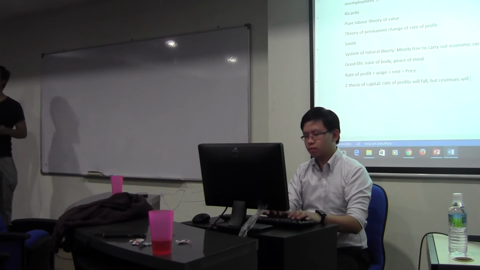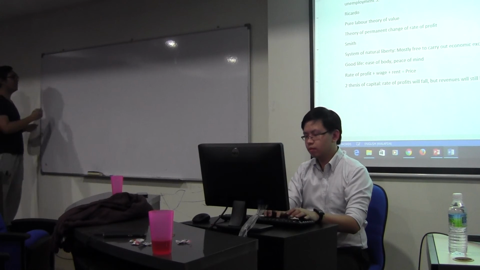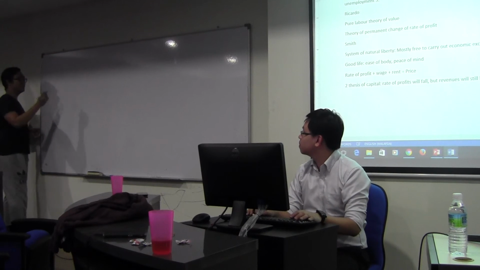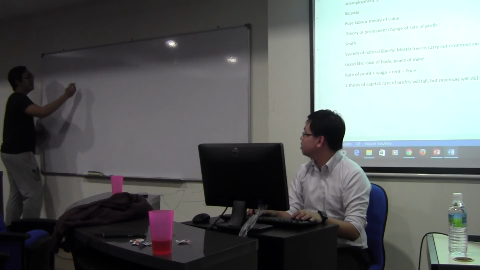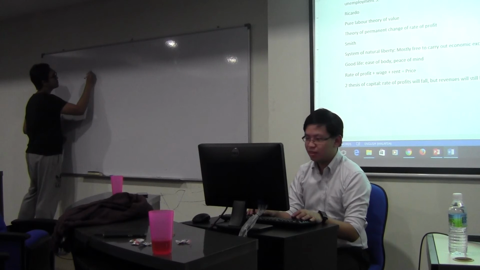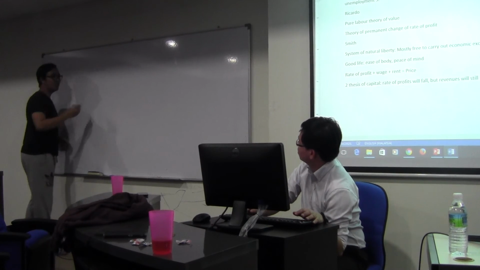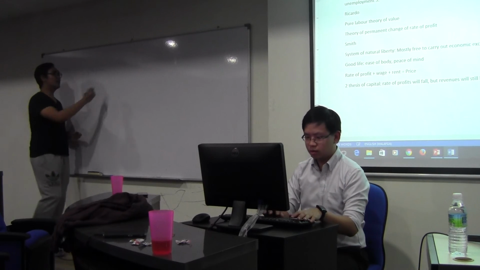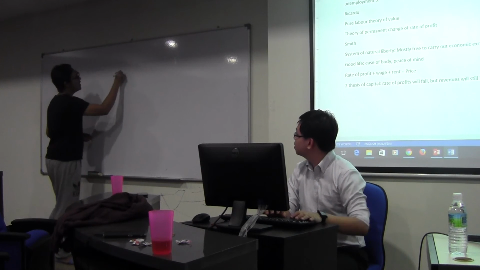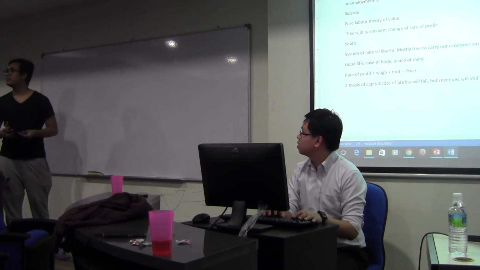So why is the rate of profits going to fall? According to the Adam Smith theory, there are two factors. One factor is that once capitalists produce more, supply increases. When supply increases, the price goes down. When price goes down, in a way, profits are going to fall.